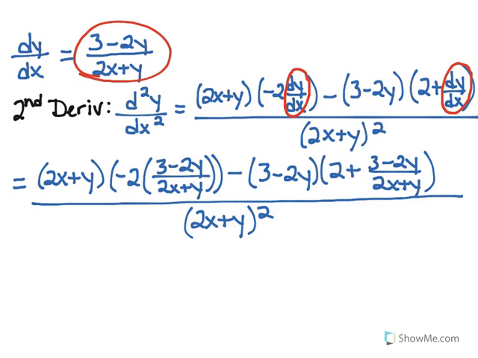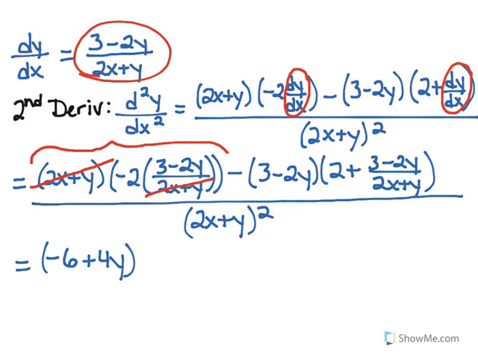Now the first thing that I notice is related to the first term. I have 2x plus y times negative 2 times a fraction. But what's going to happen is the 2x plus y on the bottom here is going to eliminate with this 2x plus y. So I can rewrite that first term as negative 2 times (3 minus 2y). So I'm going to make that negative 6 plus 4y. This is what the first term reduces down to.